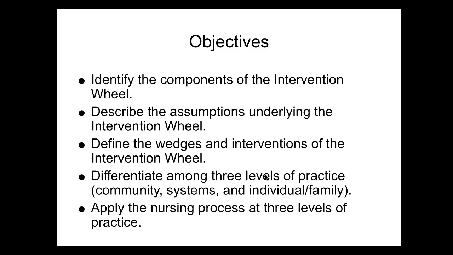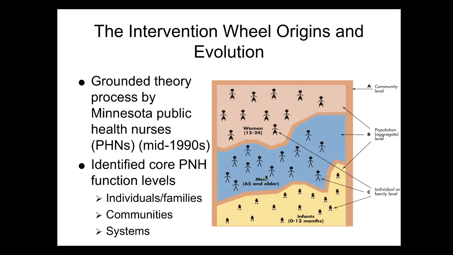So the objectives of this lecture are to identify components of the intervention wheel, describe the assumptions underlying the intervention wheel, and define the wedges and interventions of the intervention wheel. To differentiate among the 3 levels of practice in public health, so community, system, and individual family, and then apply the nursing process to all 3 levels.